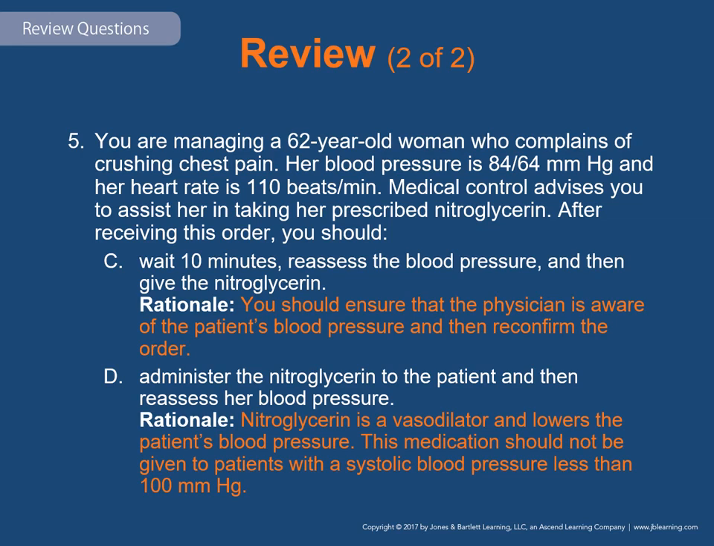Nitroglycerin is a vasodilator. Her blood pressure is 84/64, which is already really low. So this medication should not be given to patients with a systolic blood pressure of less than 100 millimeters of mercury. Okay, and in this case, her systolic is only 84.